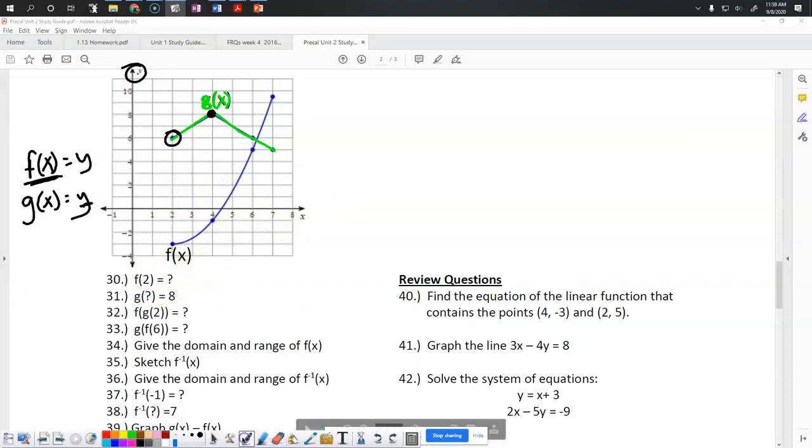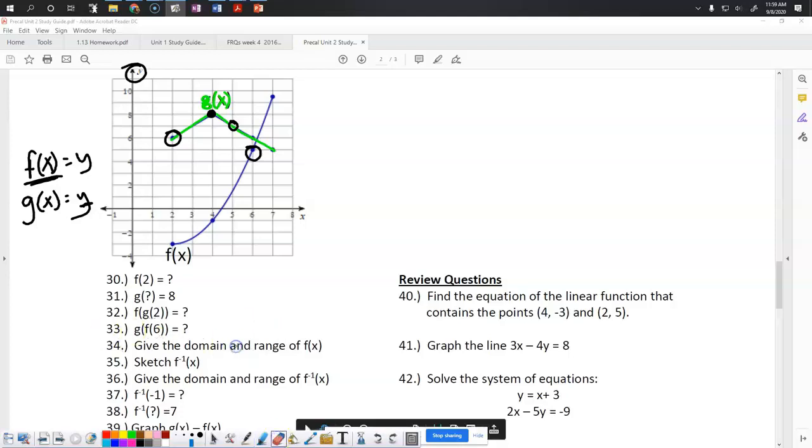Let's take a look at number 33. So what's f of 6? What's the y value on the f function when x equals 6? That would be 5. It's right there. When x equals 6, y is 5 on the f function. And now we want to know what's the y value when x equals 5 on the g function. Here's where x equals 5 on the g function. The y value for that is 7.